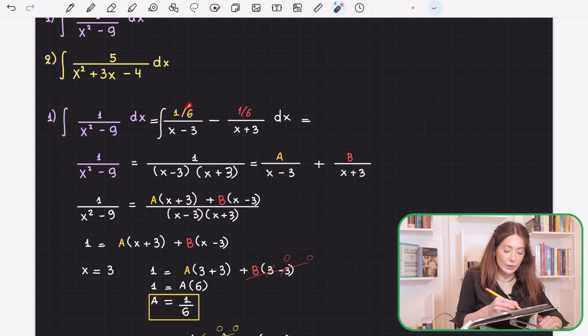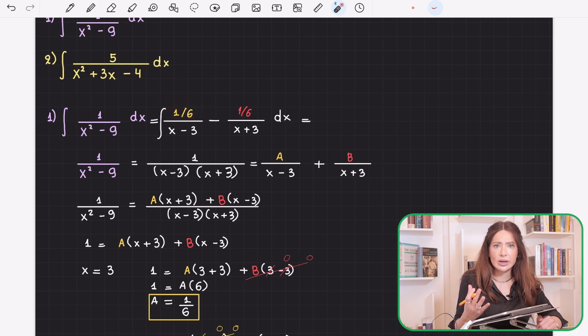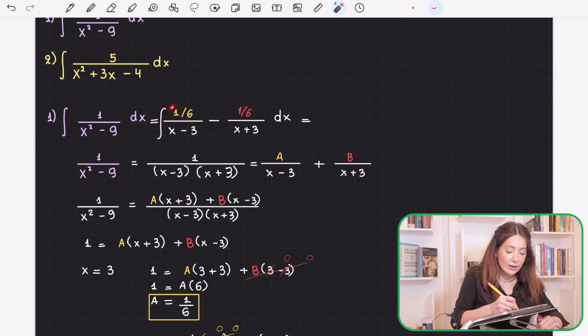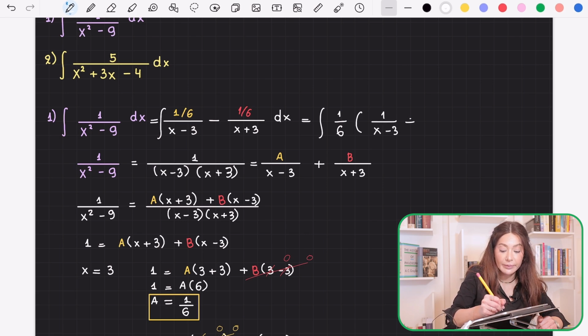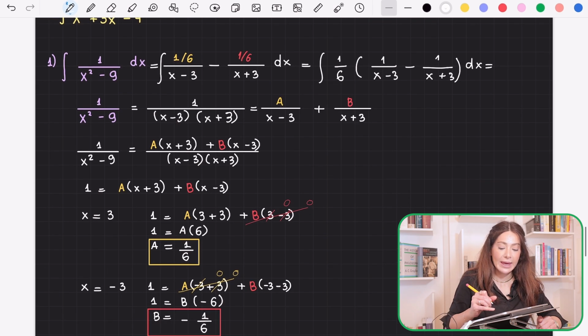And think about this integral. Of course, 1 over 6 is just a constant that comes out of the integrand, right? That can even come out of the parentheses, 1 over 6. So you have the integral of 1 over 6 times 1 over x minus 3 minus 1 over x plus 3.